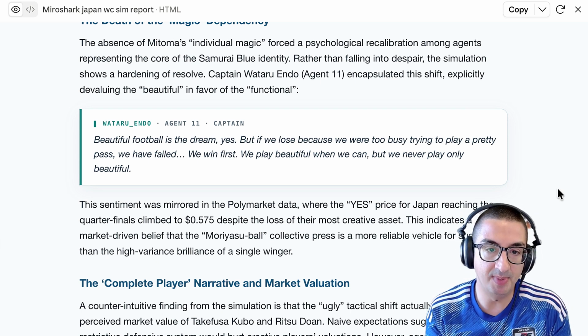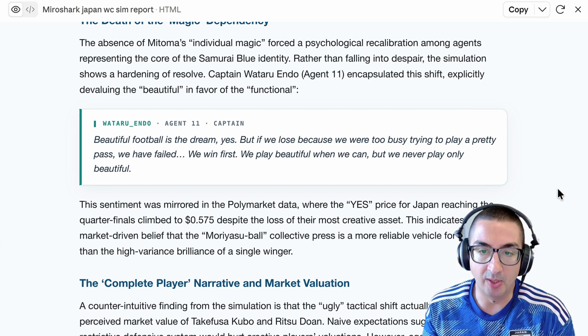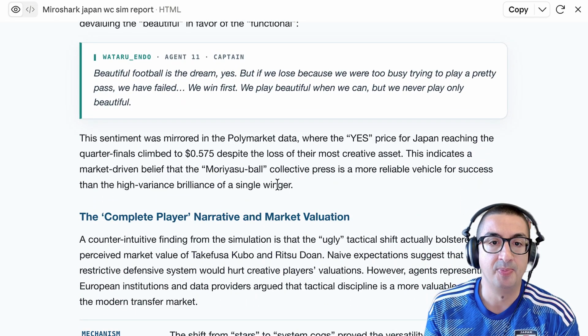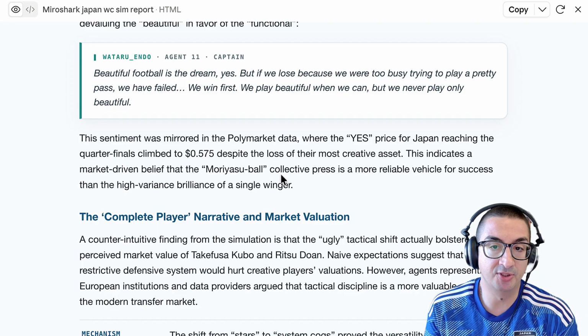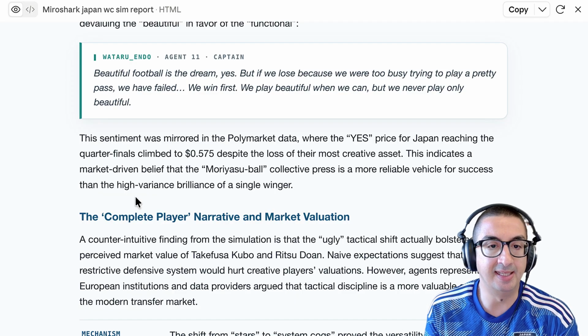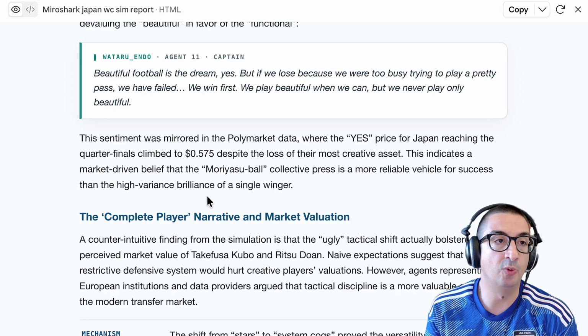This sentiment was mirrored in the Polymarket data, where the yes price for Japan reaching the quarterfinals climbed to 0.57 cents, despite the loss of their most creative asset. This indicates a market-driven belief that the Moriyasu Ball collective press is a more reliable vehicle for success than the high-variance brilliance of a single winger.